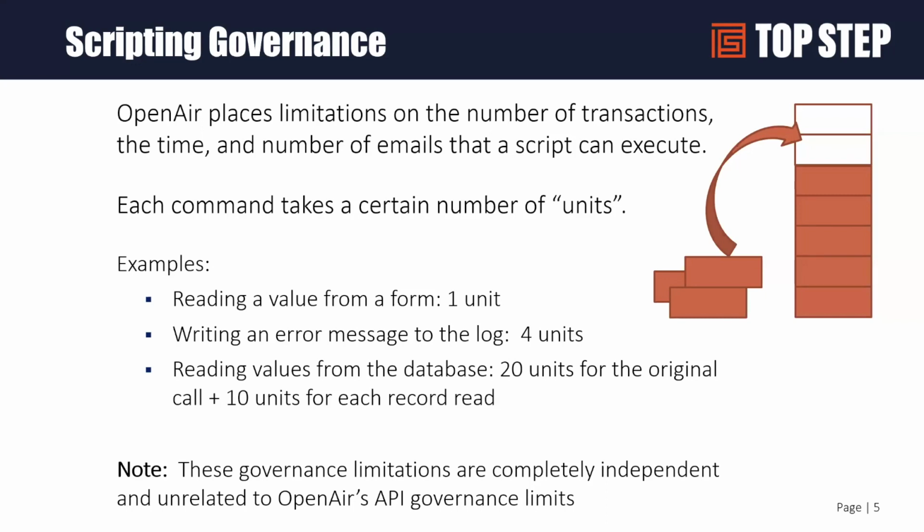Note that these governance limitations are totally separate from OpenAir's API governance limits. So if you are using OpenAir's API through an integration tool, for example, Bell Boomi or something of that nature, those limitations are based strictly on number of service calls. You have 10,000 service calls, that's that. It doesn't use this units system. If you use a certain amount of your API limitation and you use a certain amount of your script limitation, those are not additive. You can max both of them out independently.